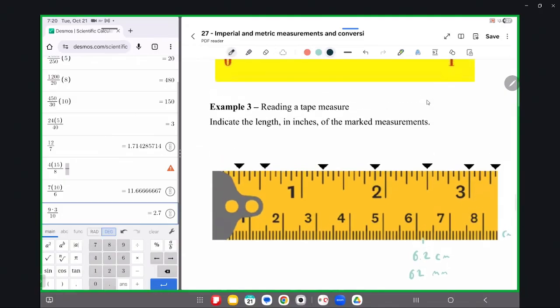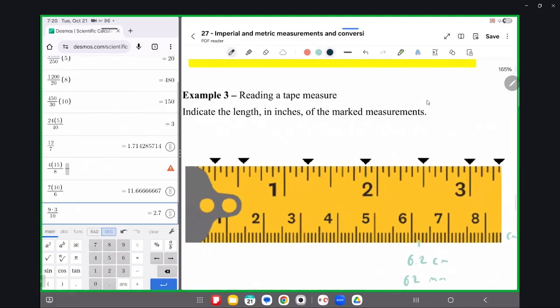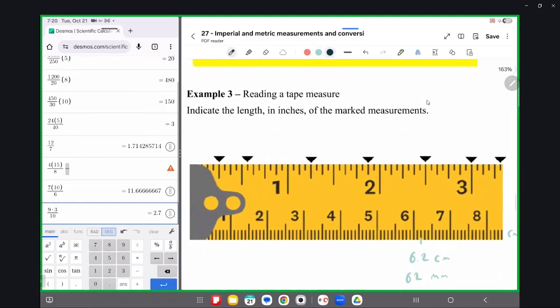And so for example 3, we're going to be reading a tape measure and we're going to indicate the length in inches of the marked measurements. And I've crudely drawn little triangles above these to point where they have to go.